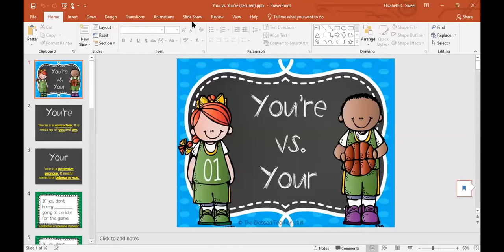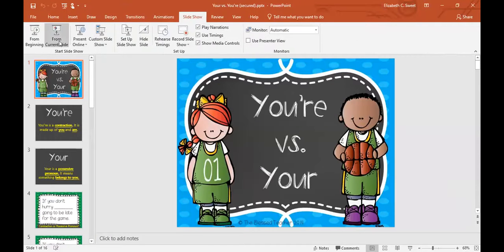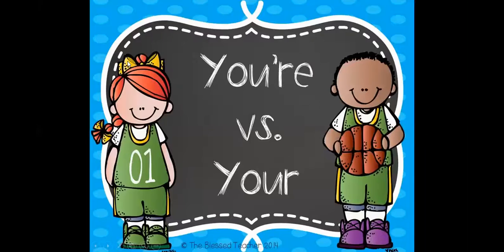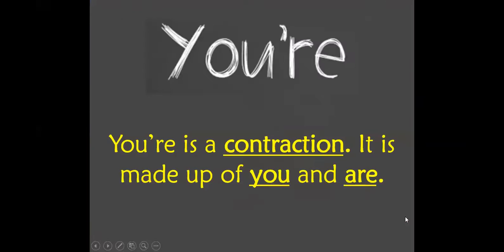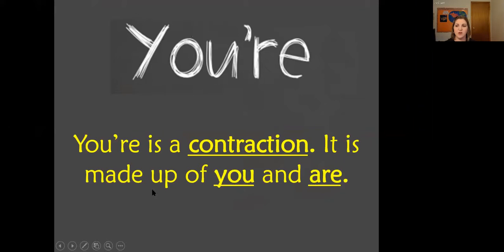So the ones that are trickiest for us, sometimes they like to get us confused. They're the ones that say your and you're. We also have other ones like there, their, and they're, and to, too, and two, and its and it's. But today, let's focus on your and you're. The first, you're, is a contraction, which means two words that have been put together. And when we take them apart, they're made up of you and are.